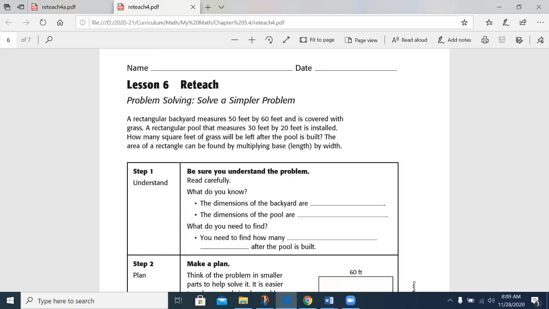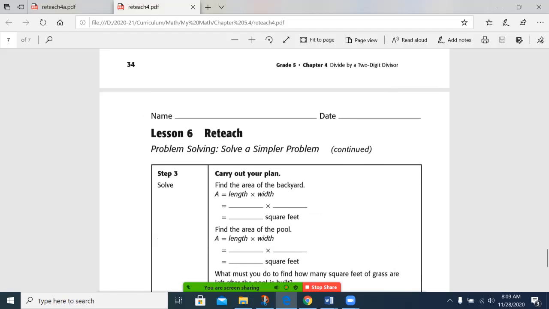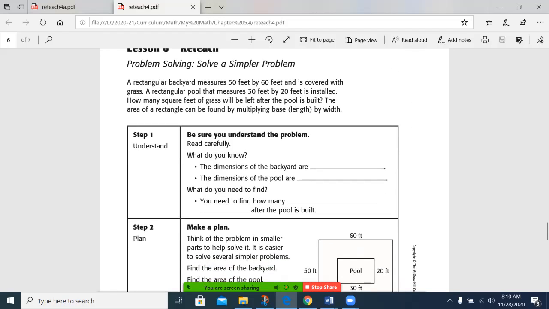As with all problems that we do in story problems, we need to understand the problem. We need to plan the problem. We need to solve the problem and then check our answer. So our example problem says a rectangular backyard measures 50 feet by 60 feet and is covered with grass. A rectangular pool that measures 30 feet by 20 feet is installed. How many square feet of grass will be left after the pool is built?